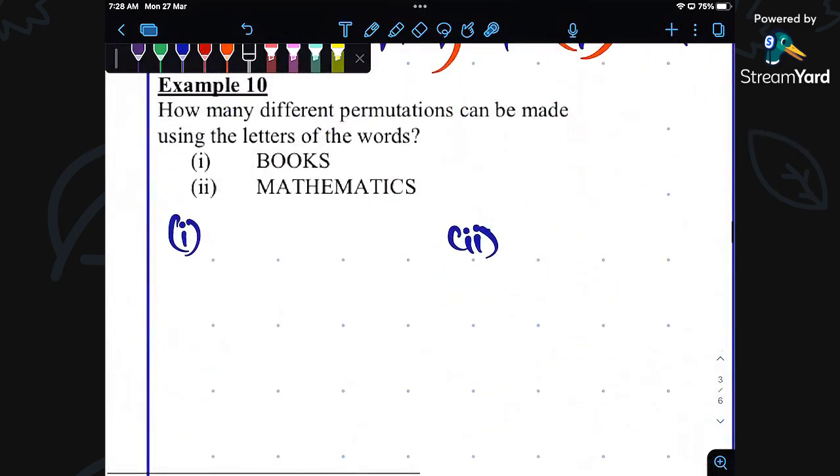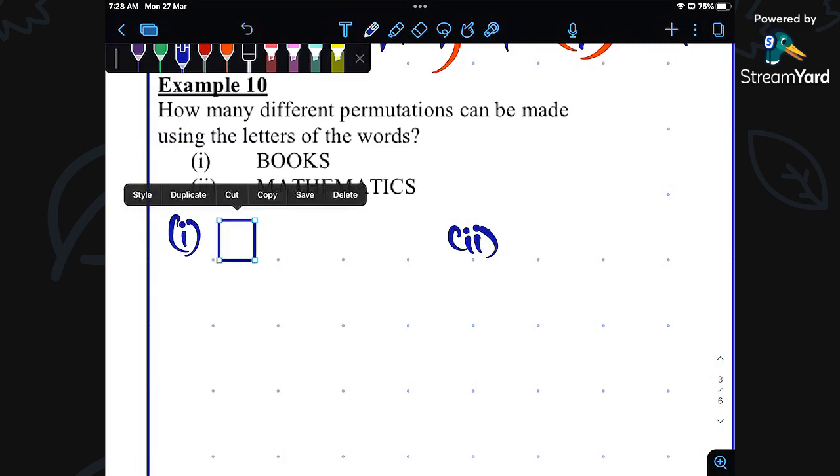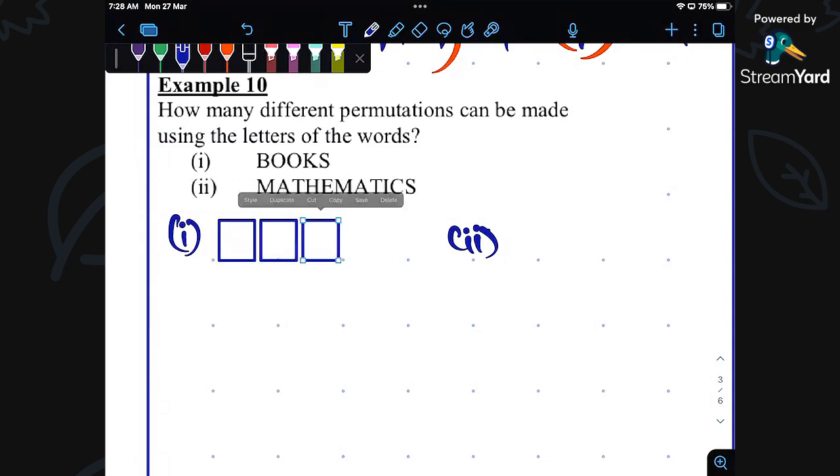In example 10, how many different permutations can be made using the letters of the word books? So let's start with the word books, B-O-O-K-S. Again, I use the boxes. It's easier for me to understand because there are 5 letters. So if there are 5 letters, we know that n equals 5. But do we know what R is? Not yet.